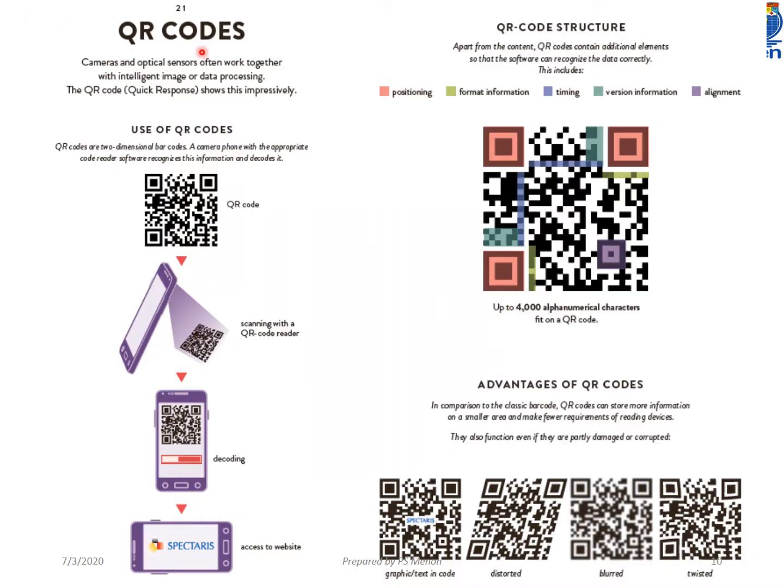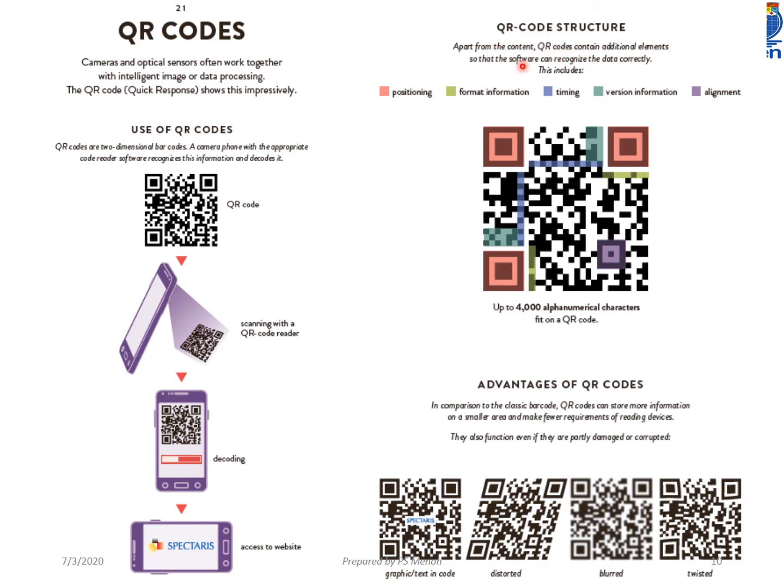QR codes. So cameras and optical sensors often work together with intelligent image or data processing. So the QR code, QR short form is quick response. It shows this impressively. So QR codes are actually two-dimensional barcodes. A camera phone with appropriate code reader software recognizes this information and decodes it. So this is what a QR code looks like. So you scan the QR code with your camera, and then it decodes it, and then you can access a particular website.